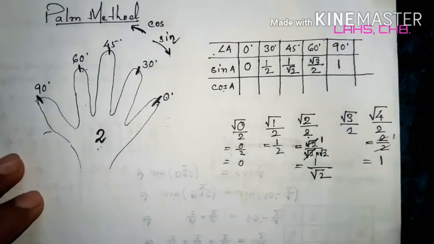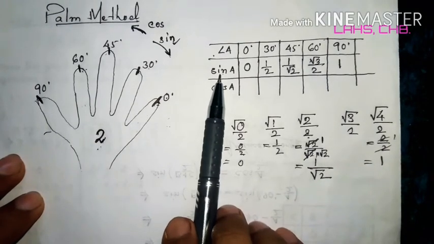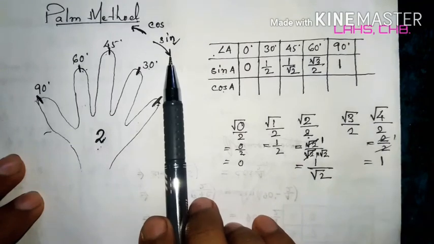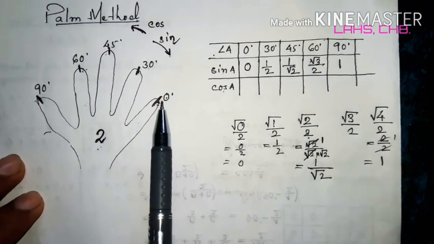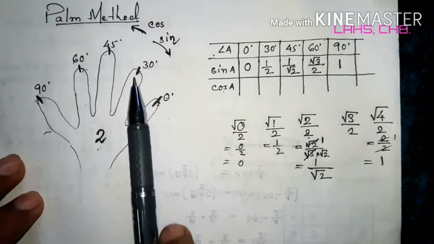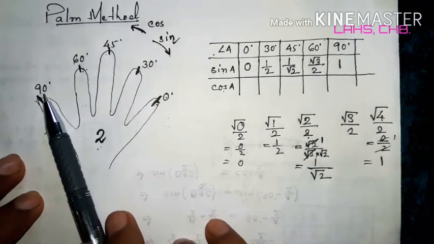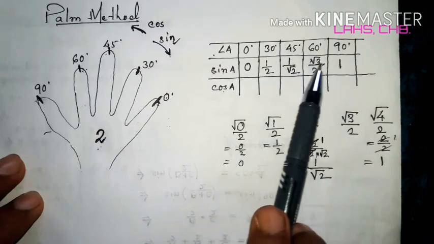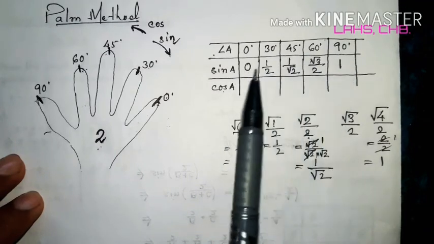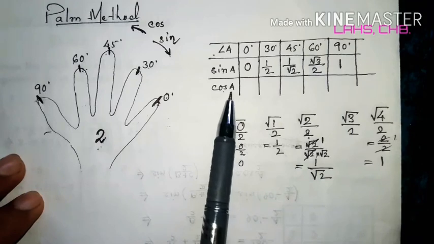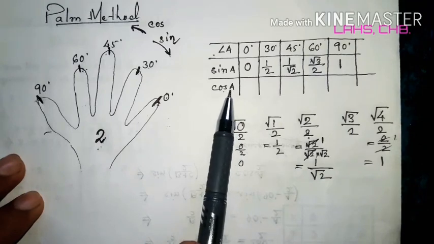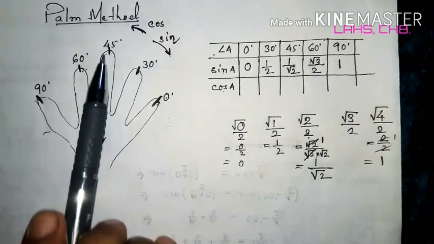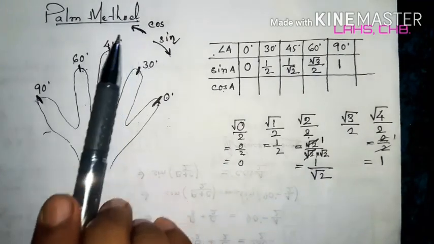While calculating the different values of sine ratio, you need to count the fingers in clockwise direction, and this is our format. 0 marked as 0 degree, 30, 45, 60, 90. So we already filled the row for the different values of sine. Next, cos. While calculating the different values of cos, you will have to count the fingers in anti-clockwise direction. I have shown the direction here in this way.